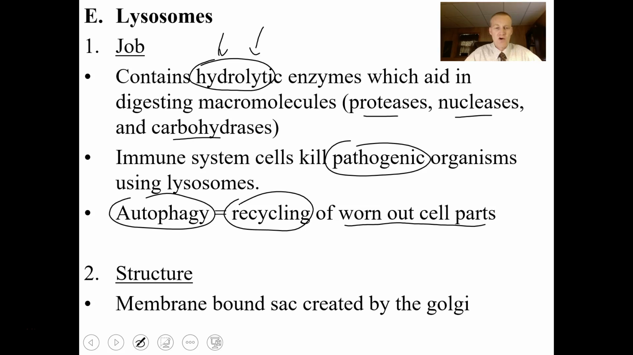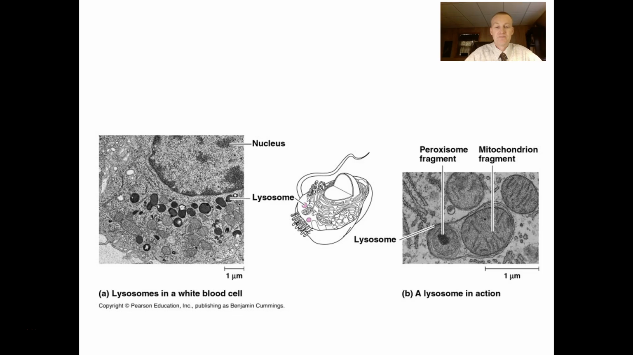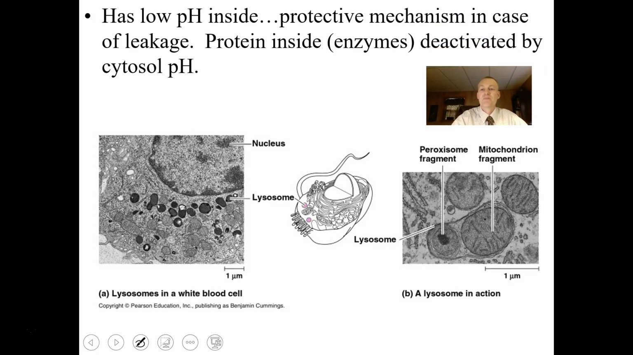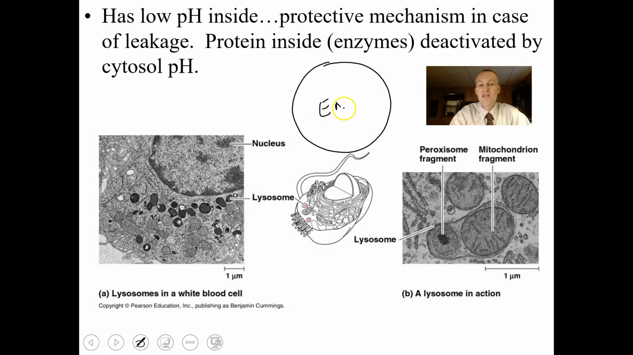So they are membrane-bound sacs that are created by the Golgi apparatus, and they only contain one membrane. So they are a boundary. Remember, the hallmark of a living thing is having boundaries. So the lysosome is a boundary. Now, why do you want to contain the enzymes inside of a boundary? Well, you want those enzymes to be inside of that structure so that they don't go out and destroy cell parts.